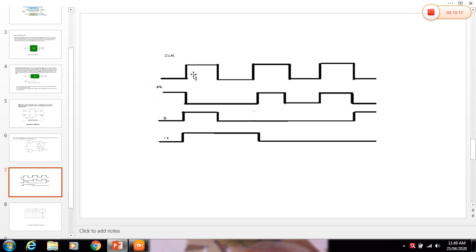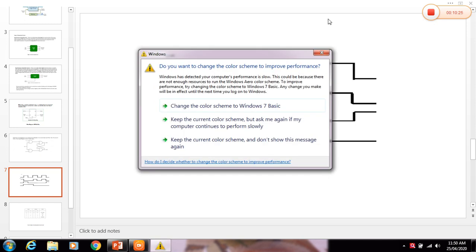Now come to the next, which is important. Here the clock pulse moves from low to high. In this portion, the clock pulse is high.